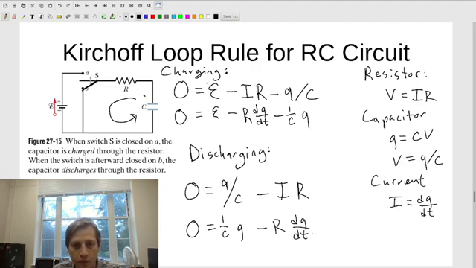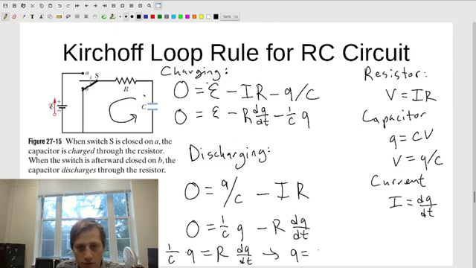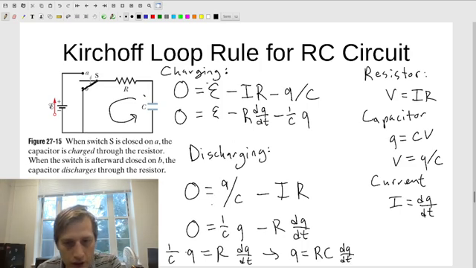Now, this discharging circuit looks a little bit more tractable to me. It looks to me like that's something I can solve. So let's look at that equation. I would have 1 over C times Q equals R times dq dt, or Q equals RC times dq dt. Okay, and so to me this looks like something I can do something with.